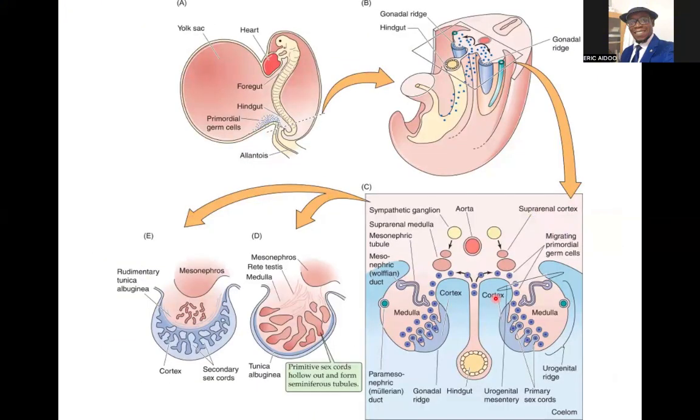So let's use this very beautiful diagram to explain what we've said so far. So that's the yolk sac. These are the primordial germ cells. And then they move through the allantois and hindgut, and then they get to the gonadal ridge. At the gonadal ridge, you have the epithelium of the gonadal ridge forming the primitive sex cord. So you can see that here, they are extending all the way to the medulla. So that's the medulla, and that is the cortex.